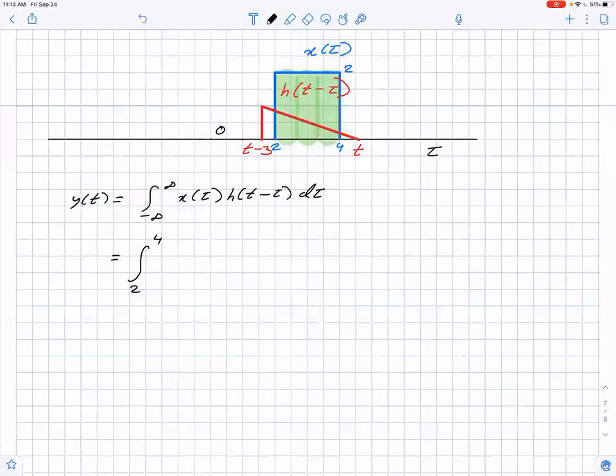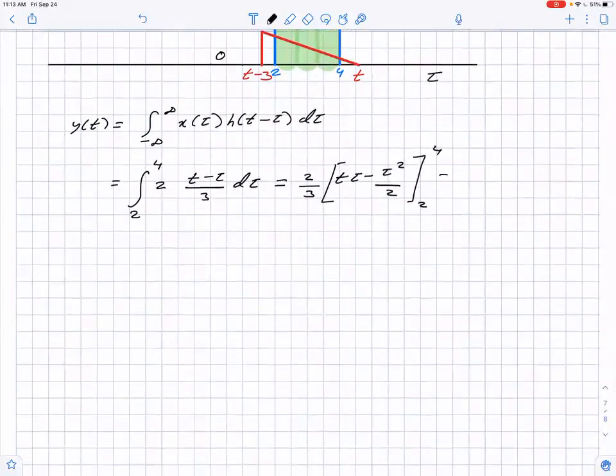X of tau is still 2. H of t minus tau is still t minus tau by 3. And then, again, we integrate with respect to tau, and we should get this, but with different limits. As we apply the limits, we should get 2 by 3 times t minus 6.